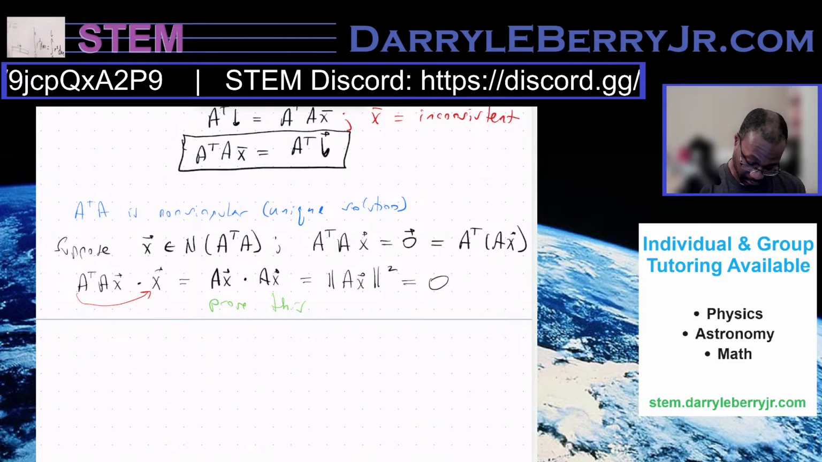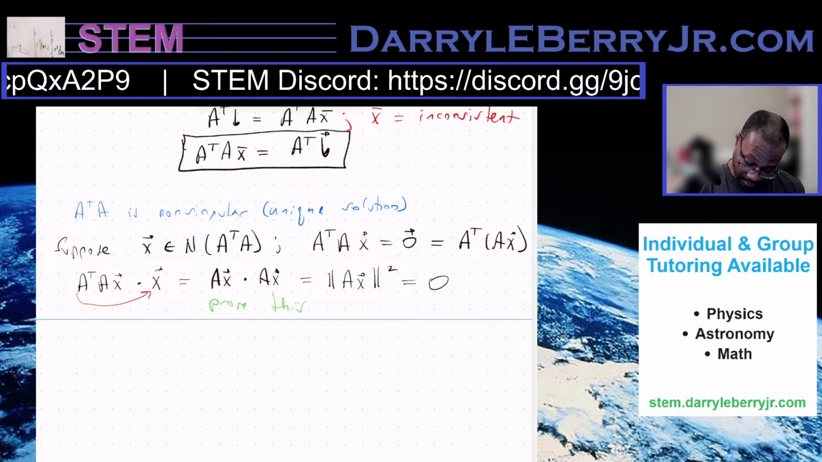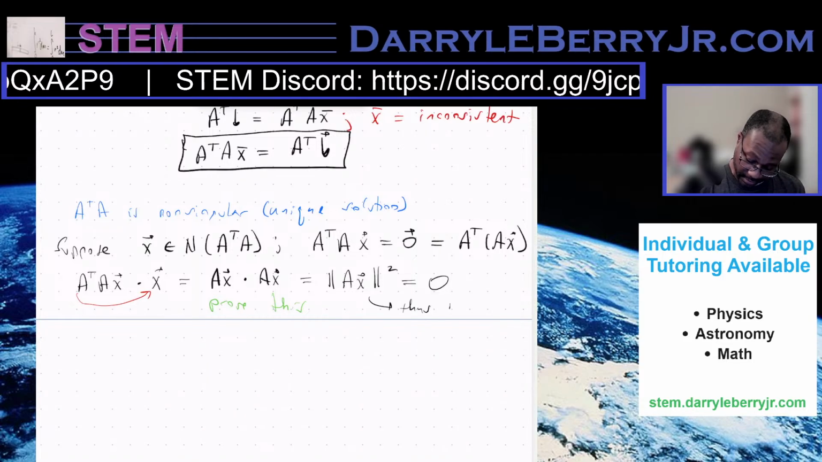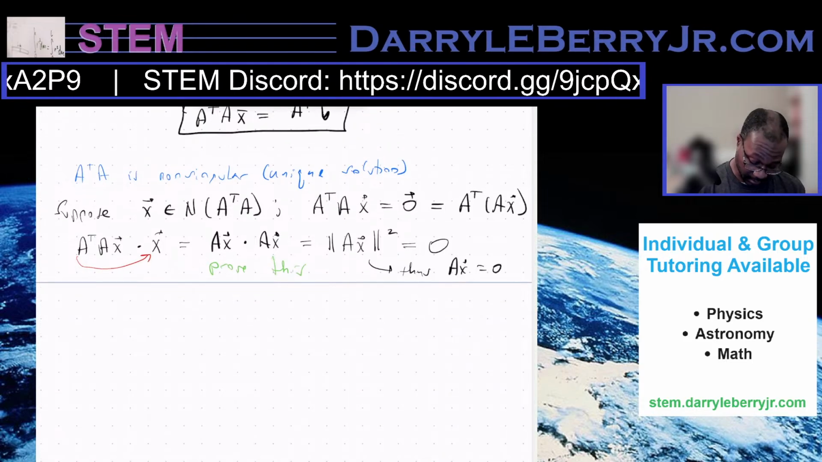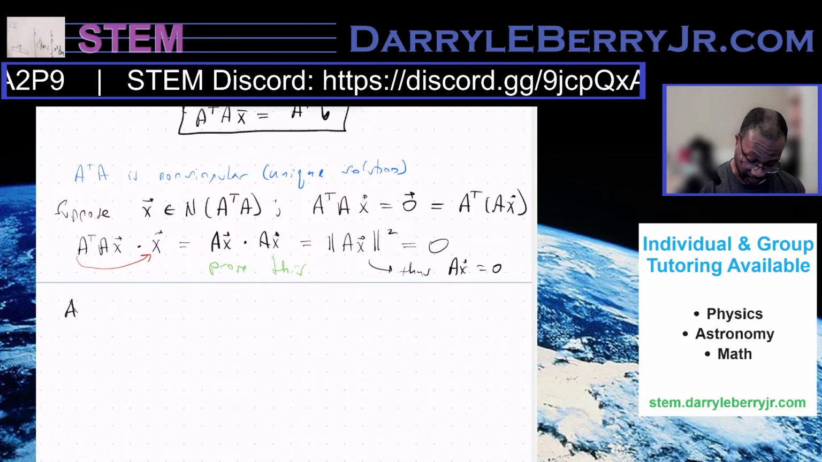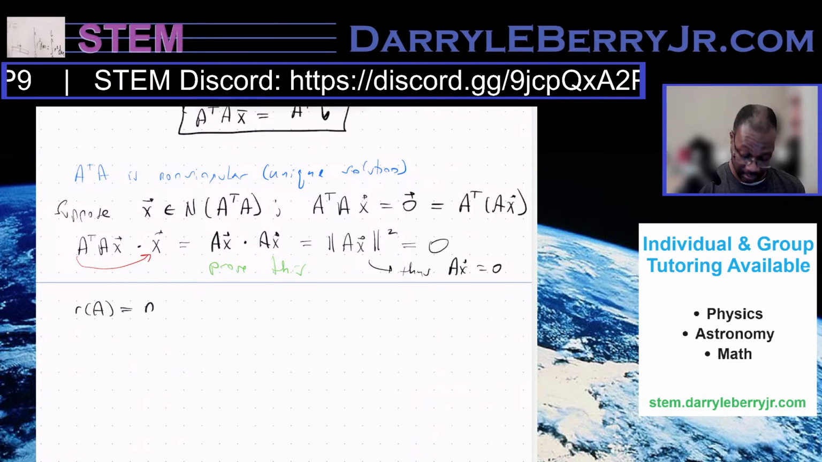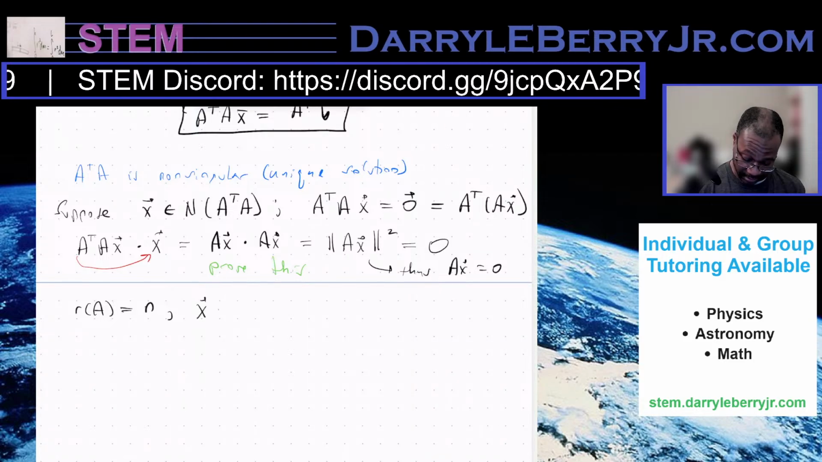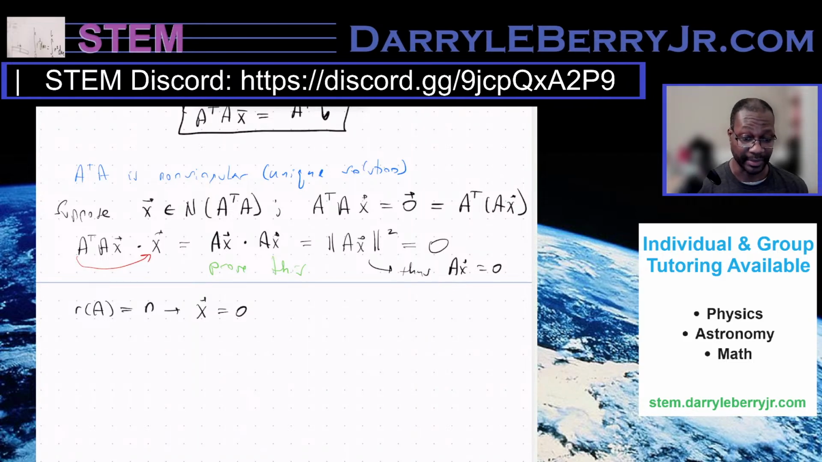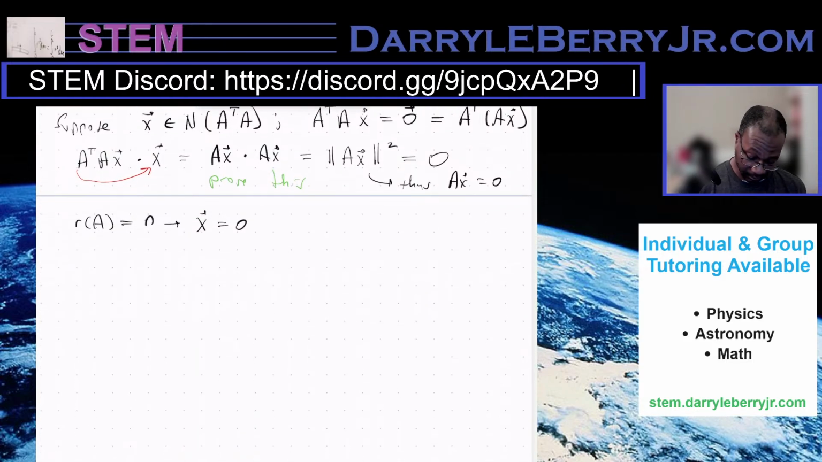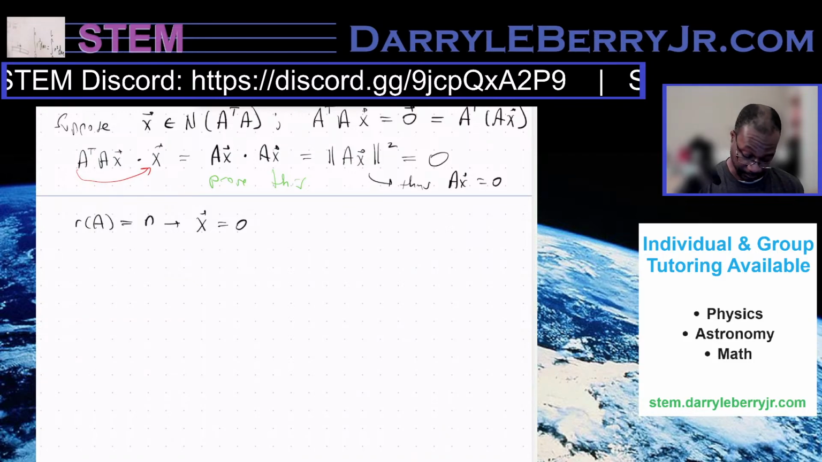Therefore, AX equals 0, because the magnitude of AX equals 0. That makes sense. Since A has rank n, we conclude that X equals 0. Thus AX equals 0, and since the rank of A equals n, X equals 0. As a result, we have the following definition. Definitions are good. Definition.